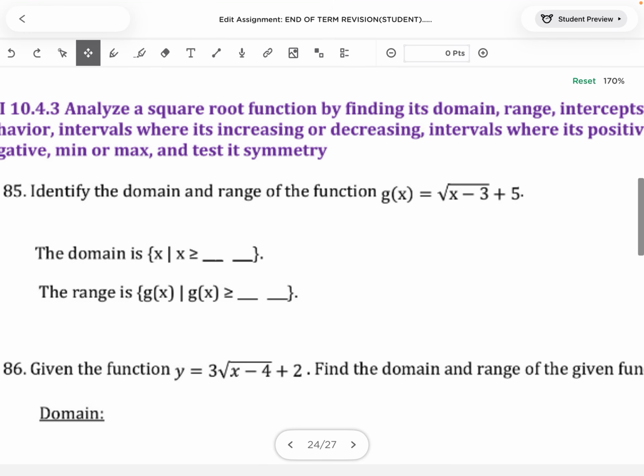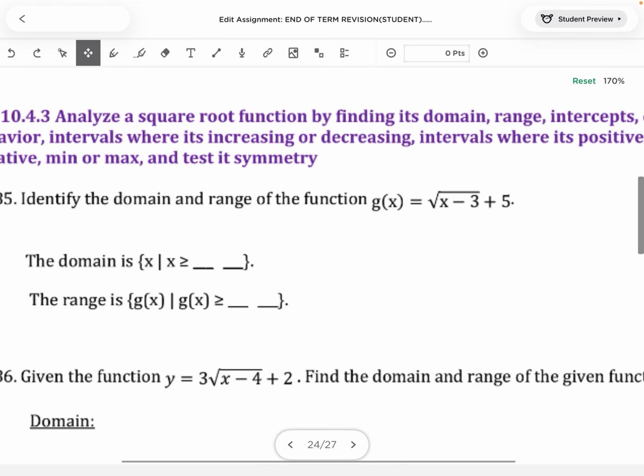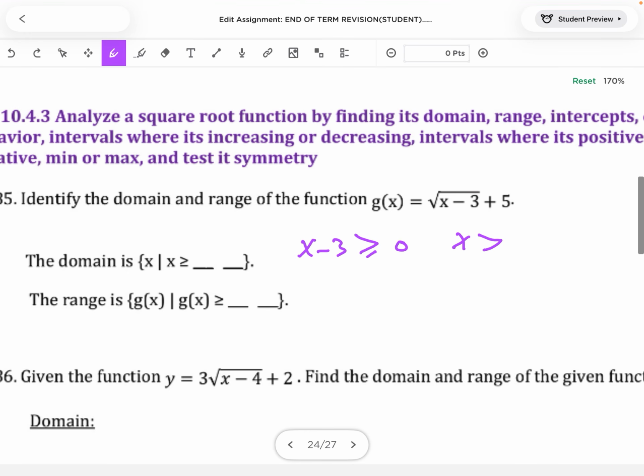We need the domain and range. Square roots, we have an even function. So the domain is x minus 3 greater than or equal to 0. That means x greater than or equal to 3. Done. Range y greater than or equal to 5. Y means g, so greater than or equal to 5.